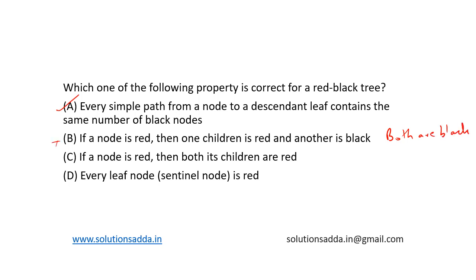This is wrong. Option C: if a node is red, then both its children are red. The correct answer here is that both are black. This is also wrong.